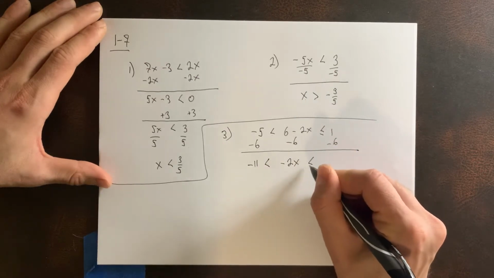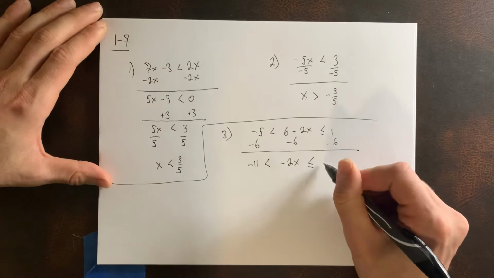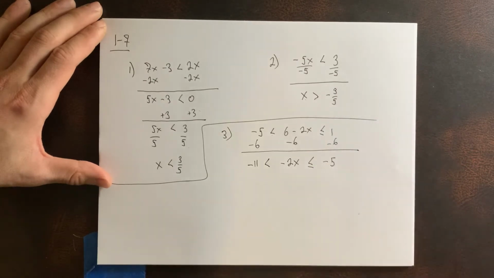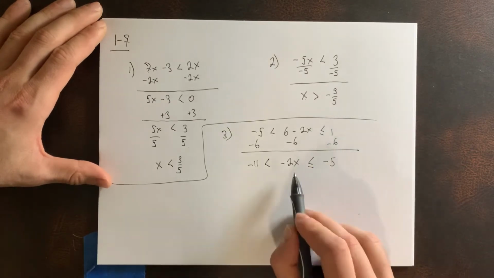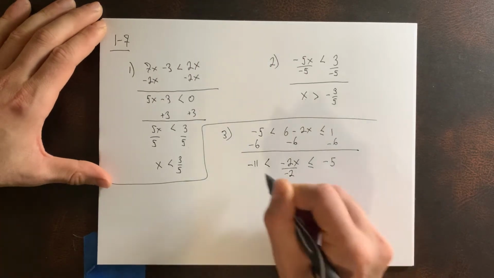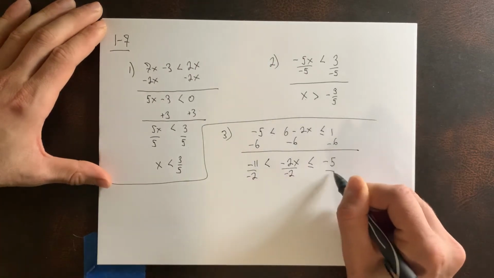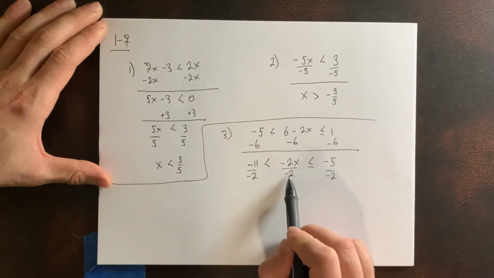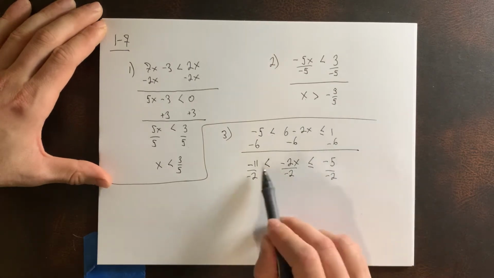We still have our sign over here, and now we have 1 minus 6, which is minus 5. Okay, so now the last thing to do to get x alone is we have to get rid of this minus 2, so we have to divide by minus 2 everywhere. But we're dividing by a negative, so now all these signs are going to turn around.